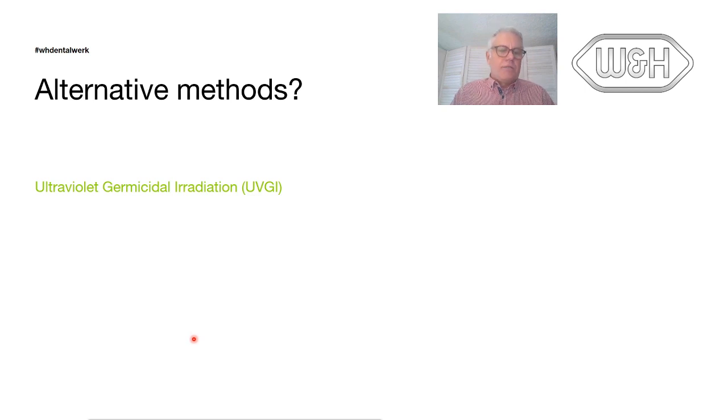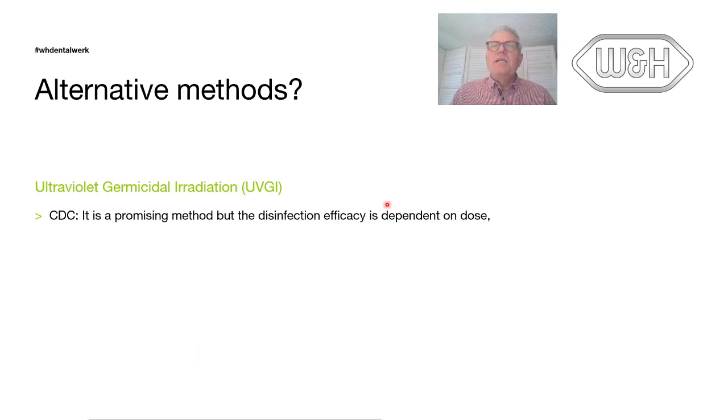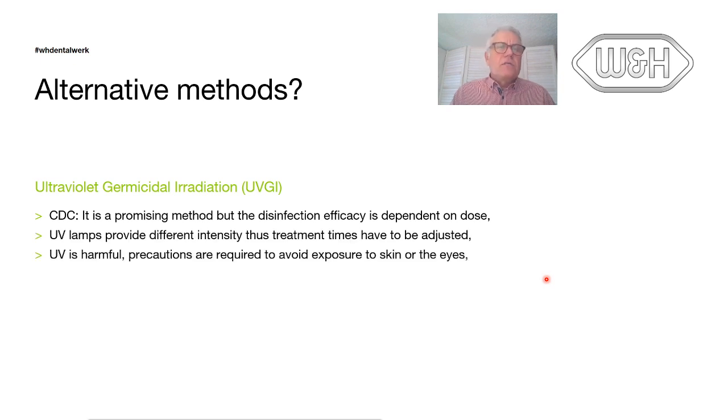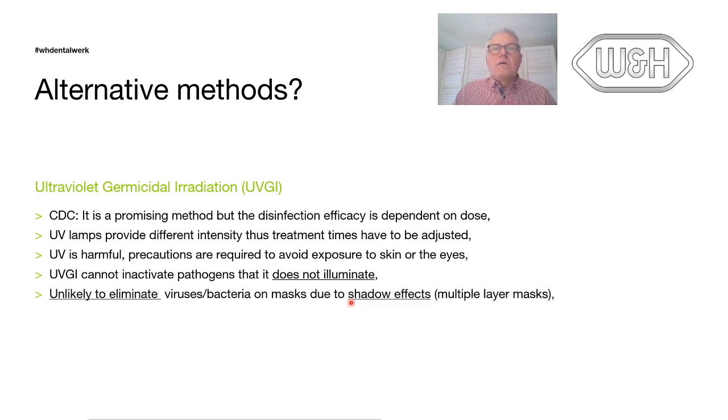Ultraviolet irradiation. It's a promising method. It depends on the dose which is applied on the masks. Every UV lamp is different, and be careful, UV is harmful, so it must be run by specific people. Be careful with your eyes and skin. And this is very important, therefore I'm not so convinced: UV light can only inactivate what it can illuminate. Because of multifolded masks, some parts of the mask are not illuminated, so we believe it's not going to be sterile everywhere, in every layer.